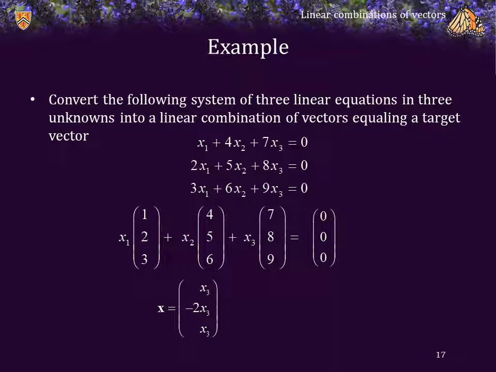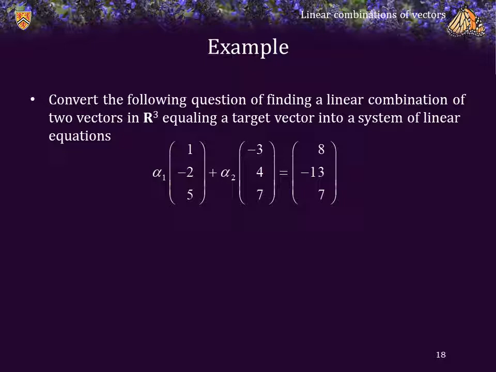Now, interestingly enough, this solution is simply x3 times a constant vector. Now, if you think back, this is simply all linear combinations, or all scalar multiples, since there's only one vector, of the vector 1, negative 2, 1. Now, that is actually a subspace of R3. We'll look more into that later.